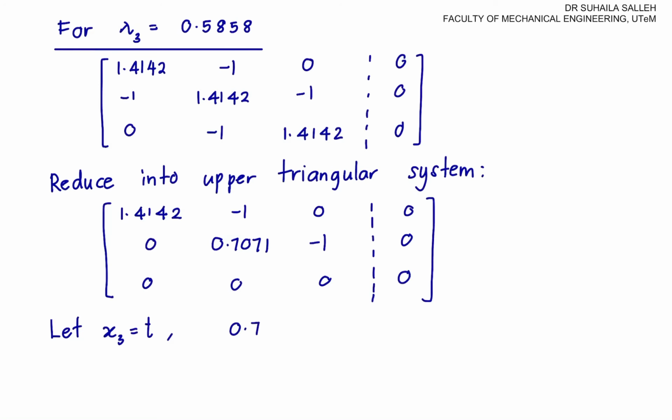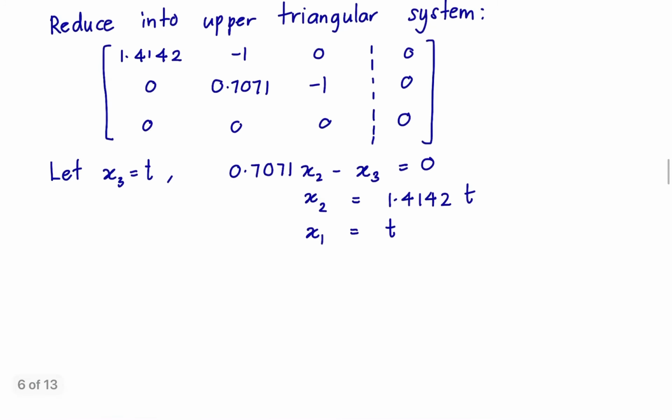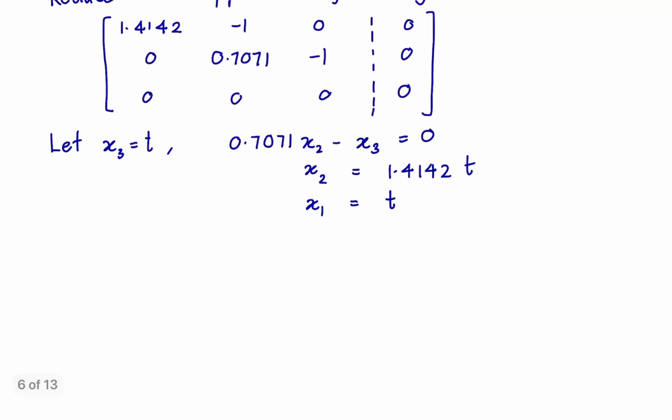So back substitute into the second row. 0.7071 of x2, take away 1x3 equals to 0. So our x3 is equal to t, and therefore our x2 is equal to 1.4142t. Once you have x2 and x3, we back substitute into the first row, and we find that our x1 is equal to t. The same steps. So now our vector x becomes 1, 1.4142, that's our x2, and our x3 is t.